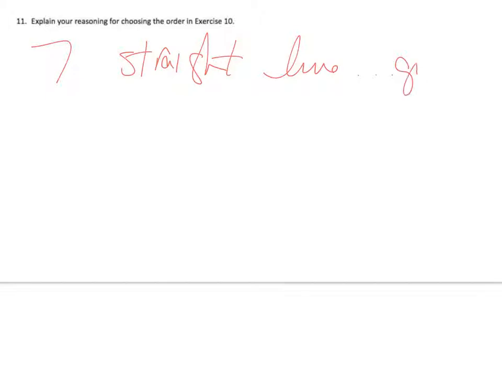Explain your reasoning. Well, it's what I said out loud. The last one was scatter plot 7. We had a really straight line. It looked really good. And then scatter plot 6, you had really just like 1 point out of place.